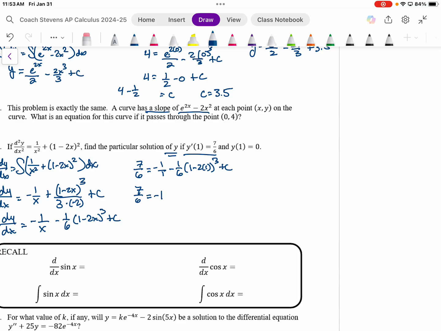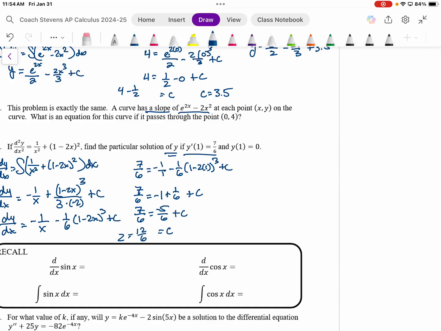Let's see, on the next part here, it'd be 1 minus 2, so that's negative 1 cubed, which would be a negative 1, so that'd be a positive 1/6 plus c. So this is 7/6 equals negative 5/6 plus c. And then when I add the 5/6 across, I get c is equal to 12/6, which is equal to 2. So now I know the first derivative equation.